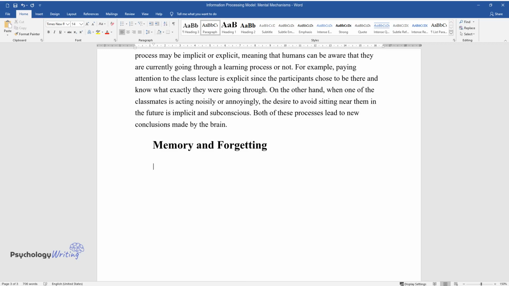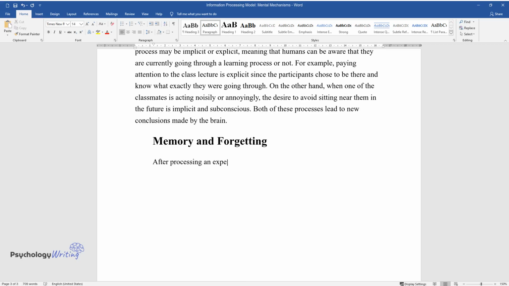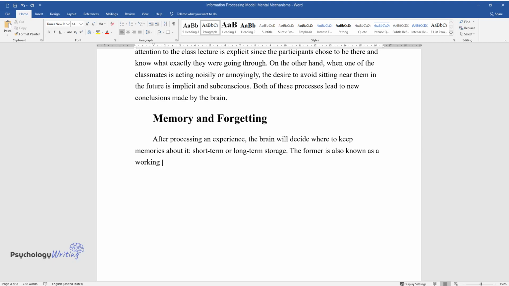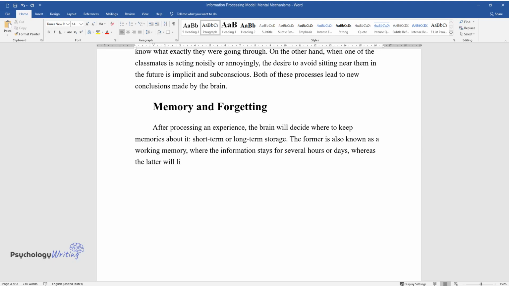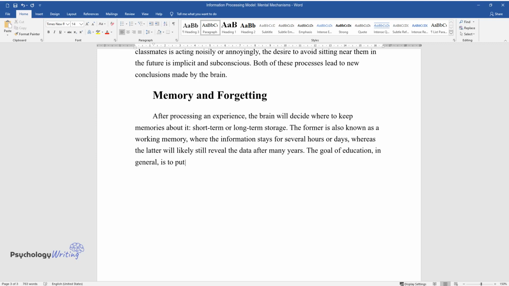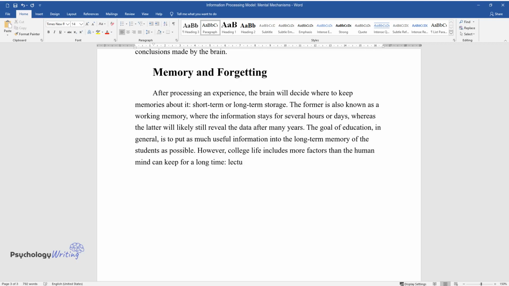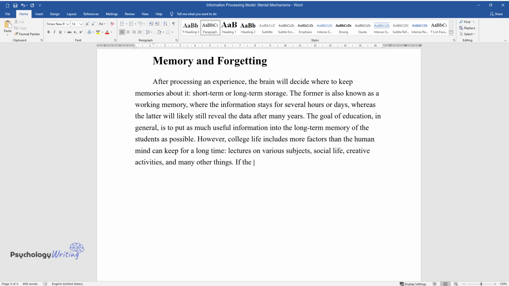Memory and forgetting. After processing an experience, the brain will decide where to keep memories about it, short-term or long-term storage. The former is also known as a working memory, where the information stays for several hours or days, whereas the latter will likely still reveal the data after many years. The goal of education, in general, is to put as much useful information into the long-term memory of the students as possible. However, college life includes more factors than the human mind can keep for a long time: lectures on various subjects, social life, creative activities, and many other things.